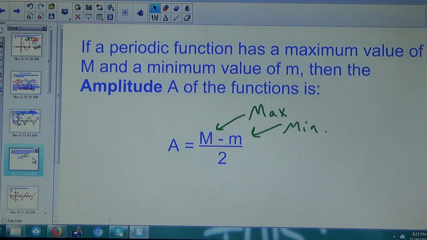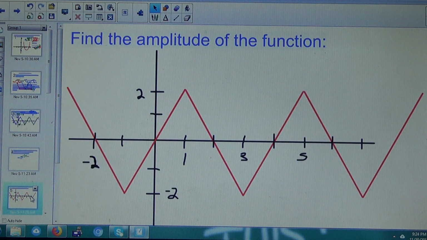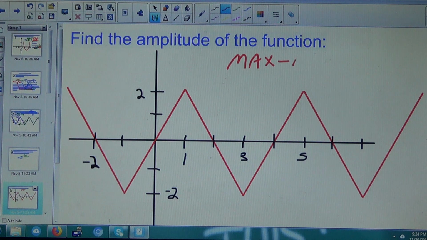It's pretty much the average of the highest and the lowest points. So let's use this formula and write it down here. We will use this. If you want to open your book to this section, section 4-4, you'll find it in there. I'm going to move on. Find the amplitude of the function. So I'm given a function here, I want to find the amplitude. Well, the formula is the max minus the min divided by 2. So max minus min all over 2.